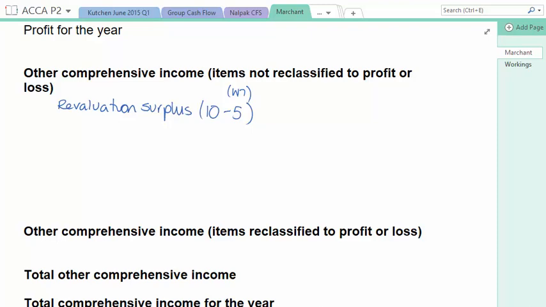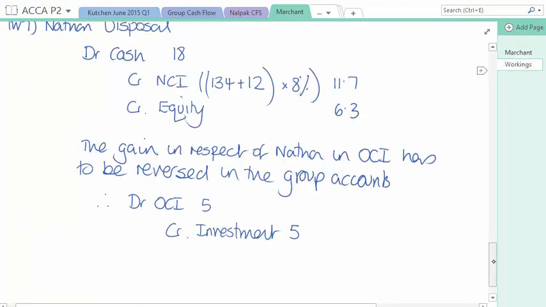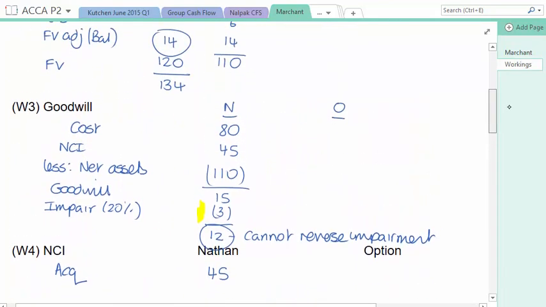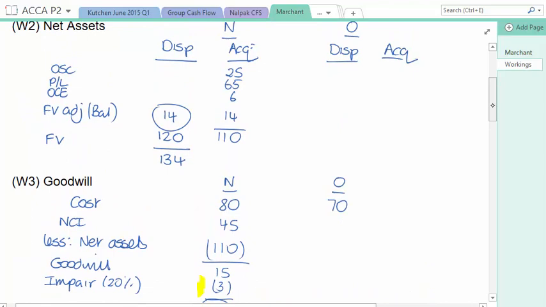Note 3. Marchant acquired 60% of Option on the 30th of April X2. The purchase consideration was 70 million. So let's focus on the bits that we are familiar with. Let's make sure we pick up the easy marks in the exam, or no easy marks, but the easier marks. So we've got a cost of 70 million. The net assets were fair valued at 86.